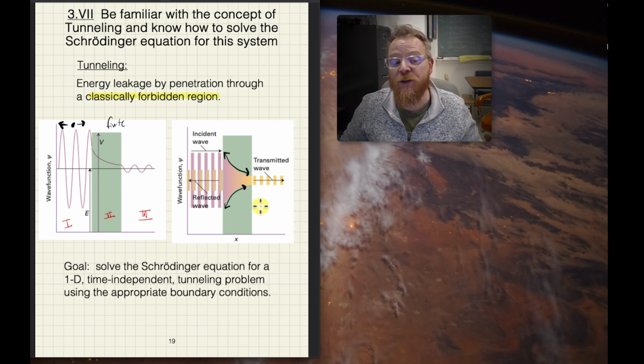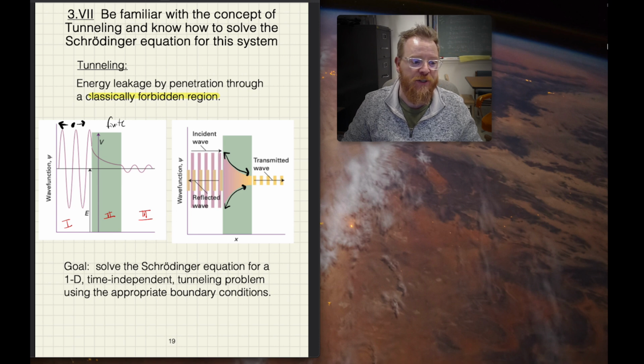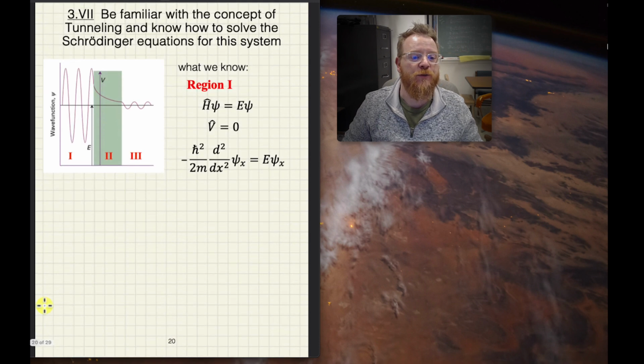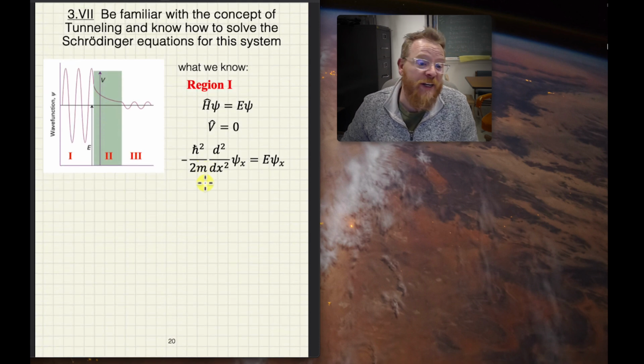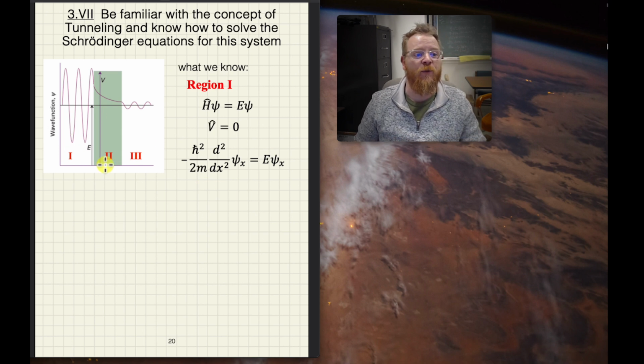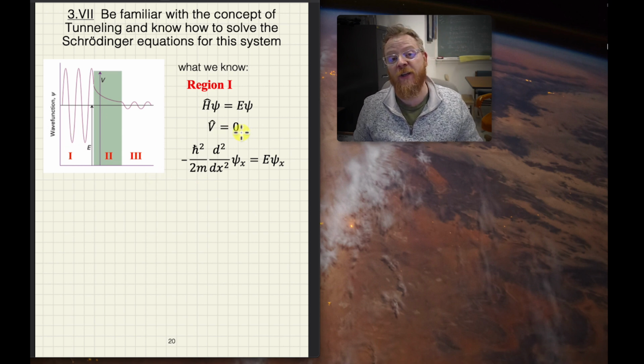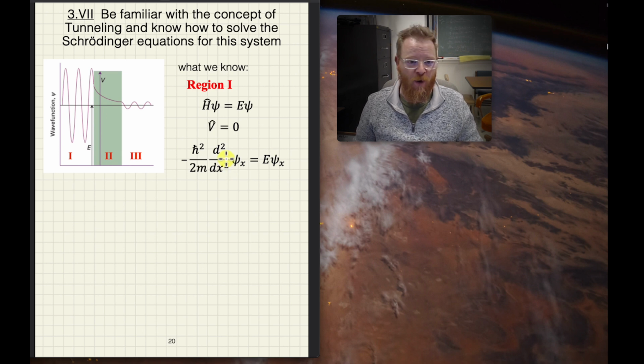So what we want to do now is solve the Schrödinger equation for all 3 of these regions using the appropriate boundary conditions. So for the first region, we've already done this, right? So in region 1, we're going to say potential energy equals 0. And here we have our Schrödinger equation. So we know how to do this. So let's go through that all the same.